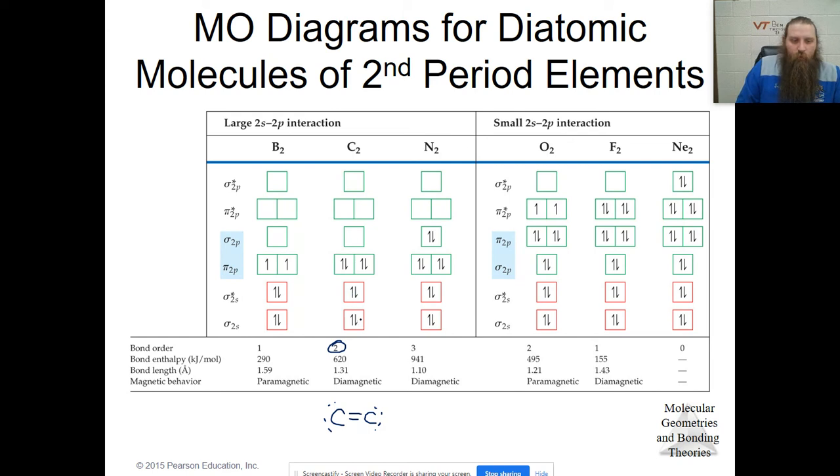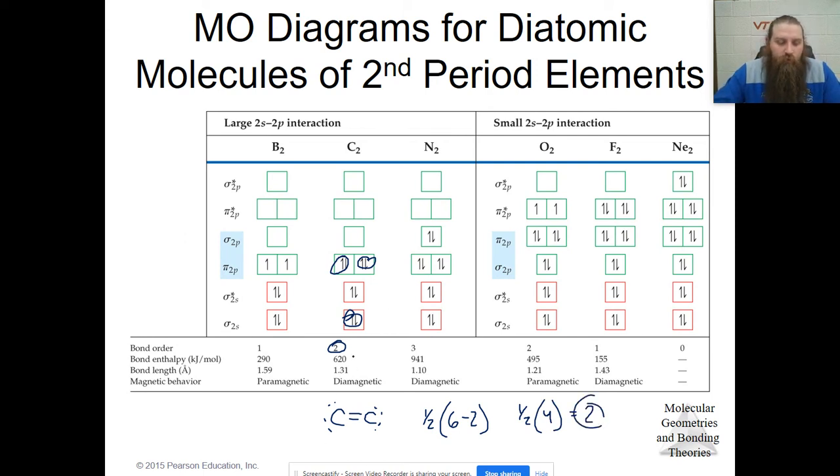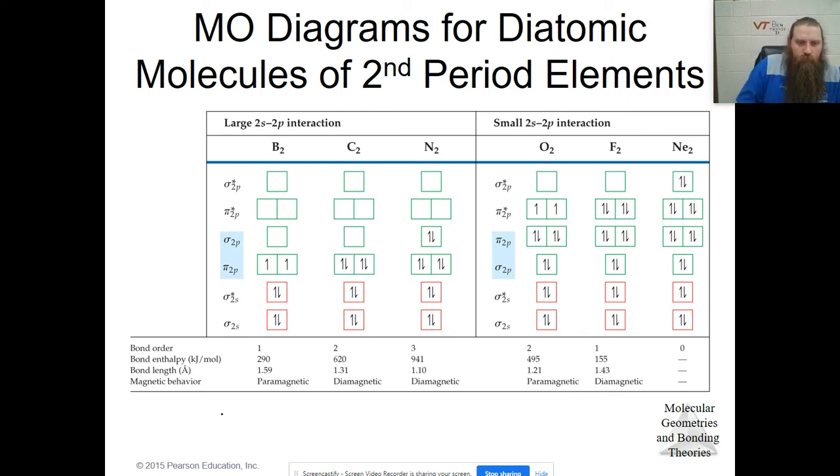Well, let's see. We've got 2, 4, 6 in the bonding, minus 2. So that's 1/2 of 4, bond order of 2, double bond. 2, 4, 6, 8, 10, 12 electrons, 2, 4, 6, 8. Wait a minute, what did I do there? That would be what I would draw, sorry, even though that doesn't perfectly align with my knowledge of Lewis diagrams. So would we expect to find that?